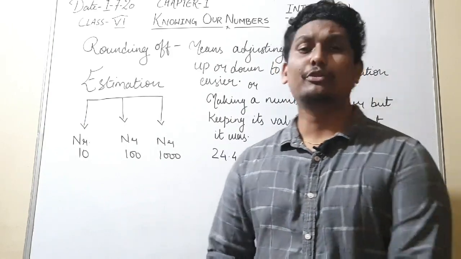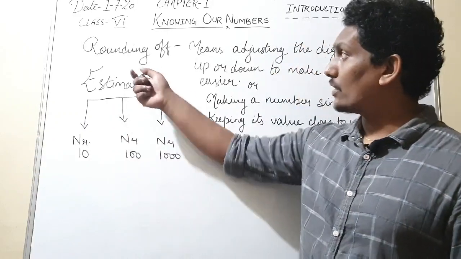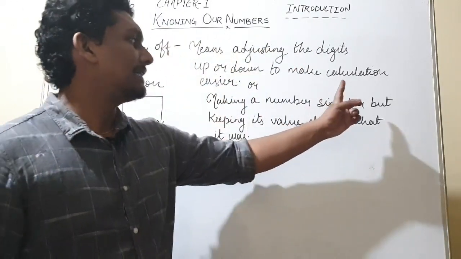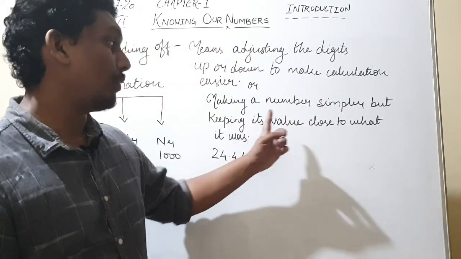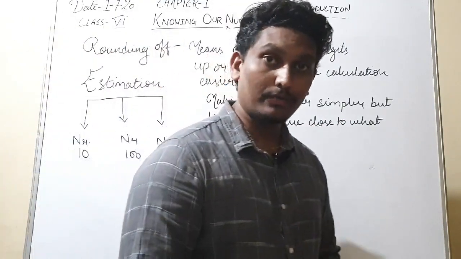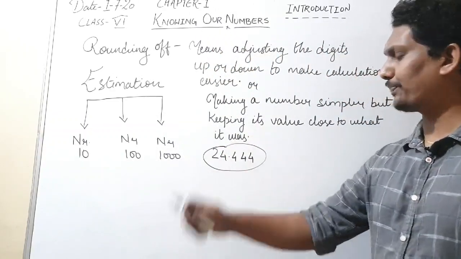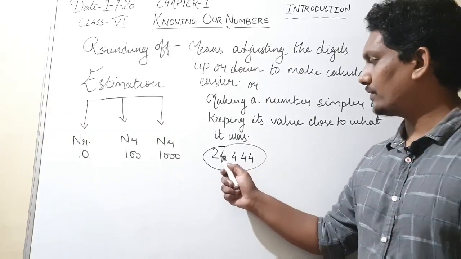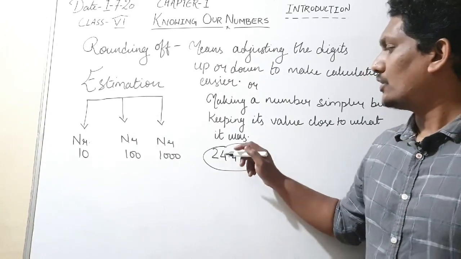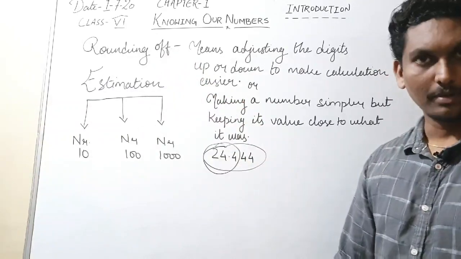Okay. Now come to the next topic, that is rounding off and estimation. What's the purpose of rounding off numbers? Making a number simpler but keeping its value close to what it was. Basically, to avoid a situation like 24.4444, which goes on, to adjust this type of number we use rounding off.